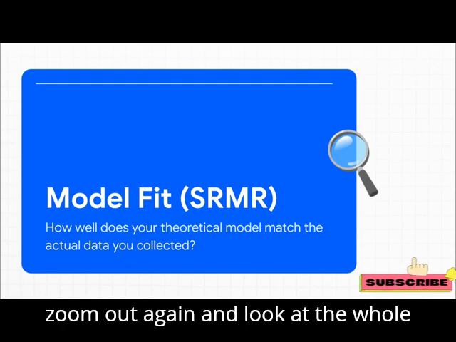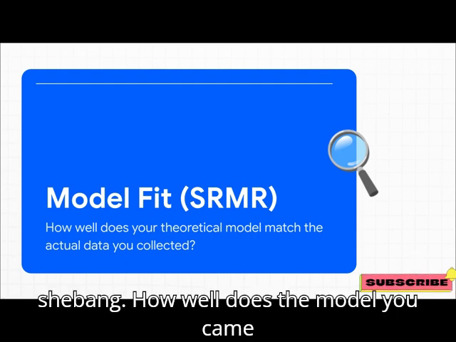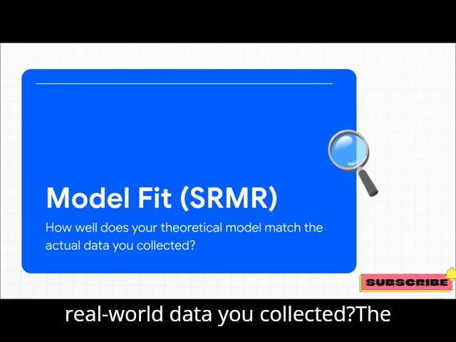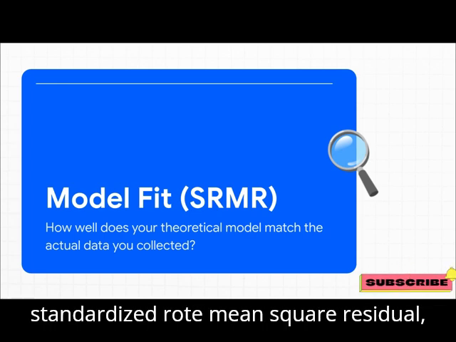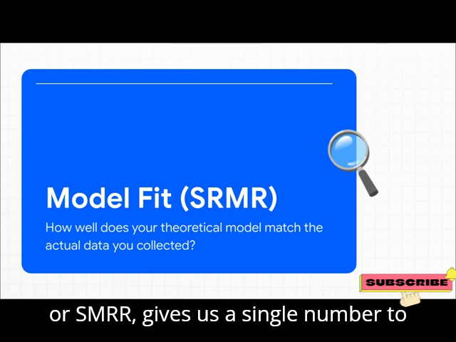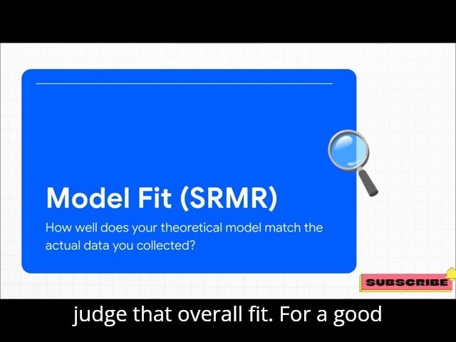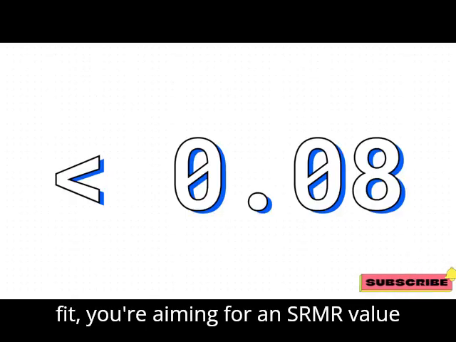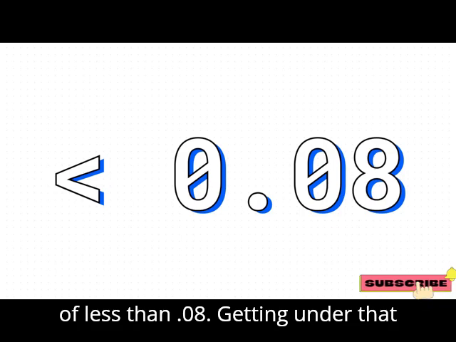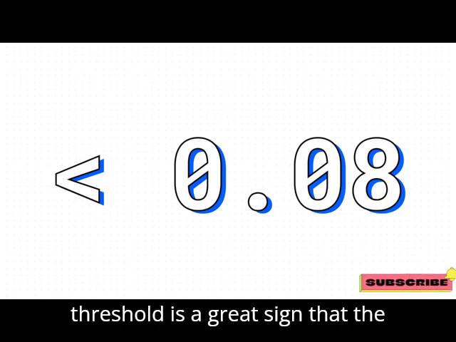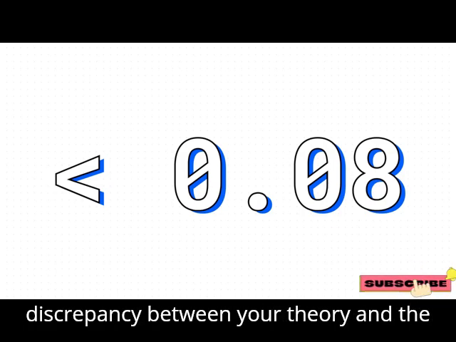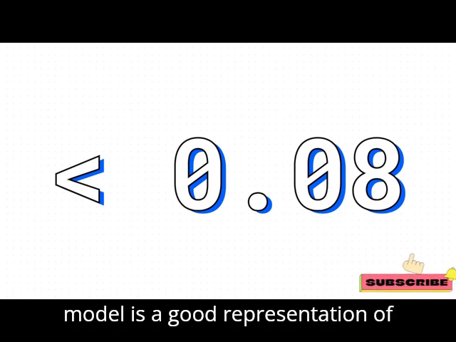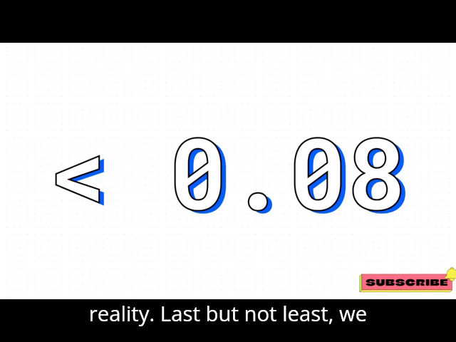Okay, time to zoom out again and look at the whole shebang. How well does the model you came up with, in theory, actually match the real-world data you collected? The standardized root mean square residual, or SRMR, gives us a single number to judge that overall fit. For a good fit, you're aiming for an SRMR value of less than 0.08. Getting under that threshold is a great sign that the discrepancy between your theory and the actual data is acceptably small. Your model is a good representation of reality.